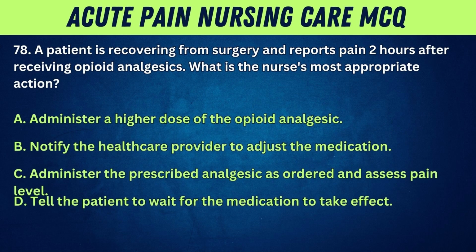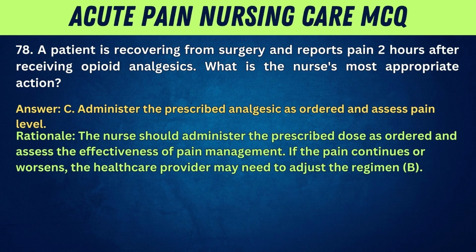78. A patient is recovering from surgery and reports pain 2 hours after receiving opioid analgesics. What is the nurse's most appropriate action? A. Administer a higher dose of the opioid analgesic. B. Notify the healthcare provider to adjust the medication. C. Administer the prescribed analgesic as ordered and assess pain level. D. Tell the patient to wait for the medication to take effect.